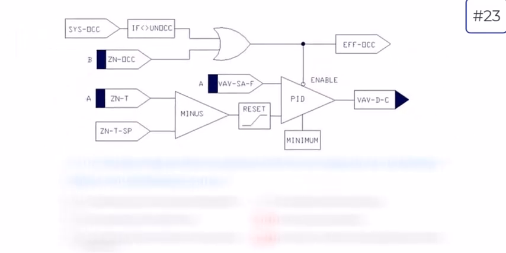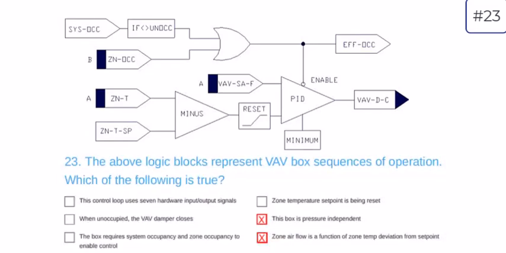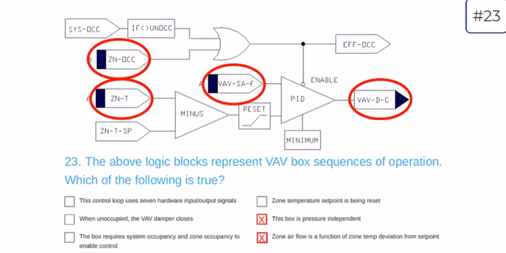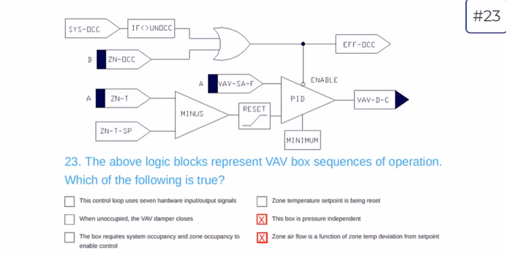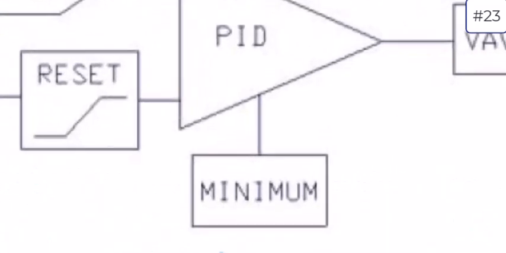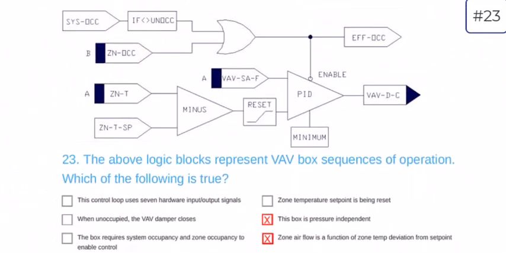So let's look at our answers. First thing is the control loop uses 7 hardware input-output signals. No, based on the convention from our unified facility criteria, everything with a shaded portion of the block is the hardware, so I see 4 hardware input-output signals, 3 input, 1 output. When unoccupied, the VAV damper closes. We don't actually know that. We know that there's a minimum associated with that VAV box. That minimum could be configured to 0. But it's not guaranteed based on this logic block sequence.